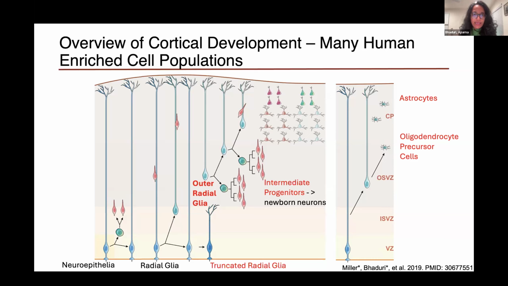Now, one thing I always like to highlight is when thinking about the human developing brain, each of these populations in red are ones where we know that there is either enrichment, specialization, or unique subtypes that exist in the human brain compared to rodents.